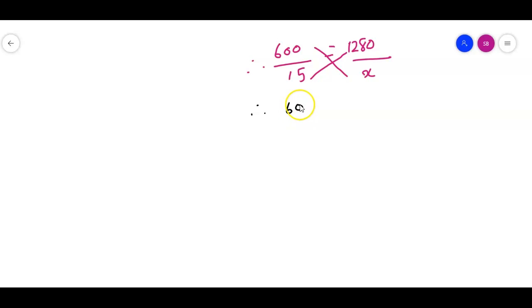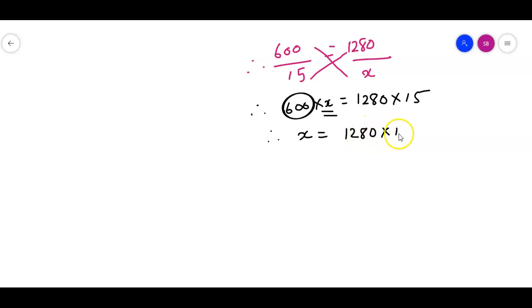Therefore, 600 into X is equal to 1280 into 15. This we have done by cross multiplying. Now we have to find out X. So let X be here only, and this 600 we will take to the other side and divide it with 1280 into 15, so X equals 1280 into 15 upon 600. We will divide like this.